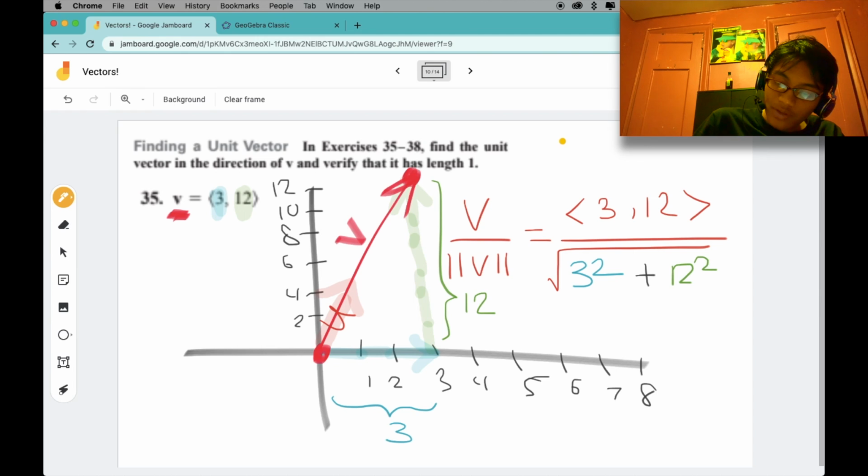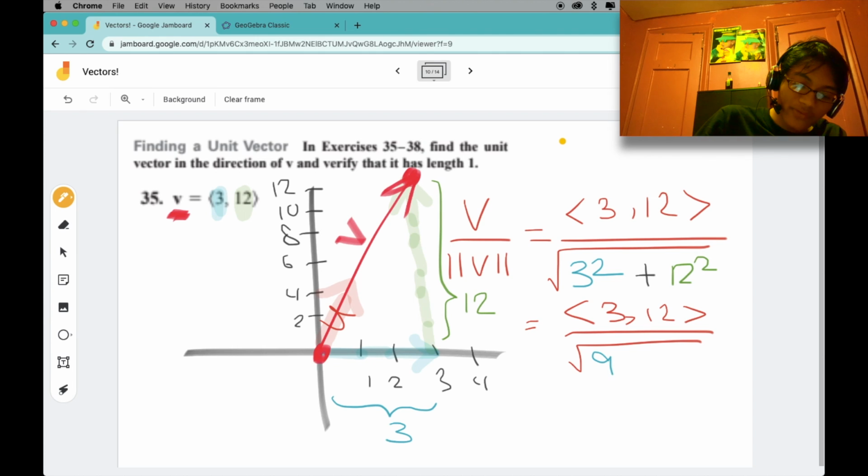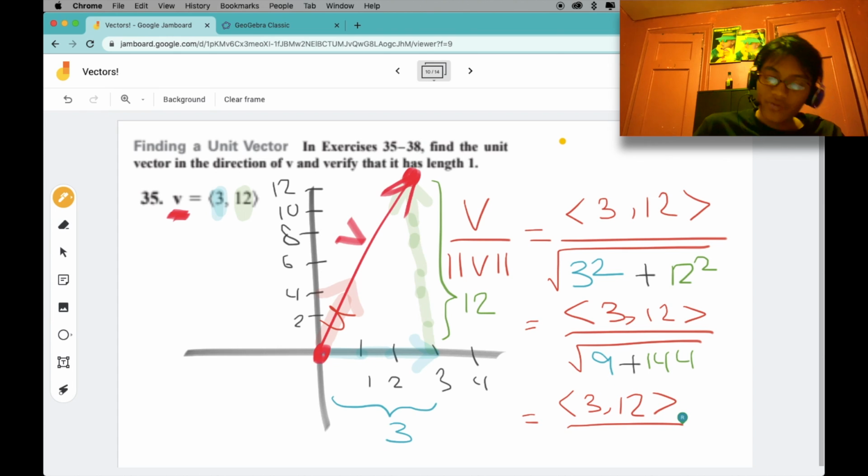So I'm going to have 3 comma 12 on the top, over the square root of 3 squared. What's 3 squared? That's 9. Plus 12 squared, and hopefully you know what 12 squared is because I don't. 12 squared is going to be 144. And so what do I end up with? I end up with 3 comma 12, that's my arrow on the top, divided by the square root of 153, ladies and gentlemen. And now what do I do?